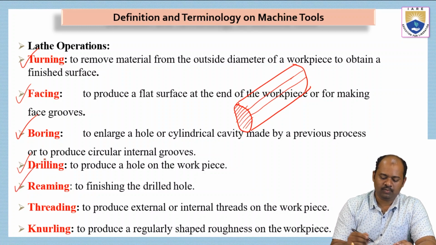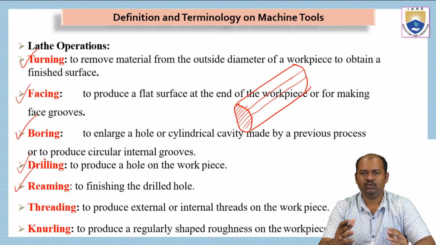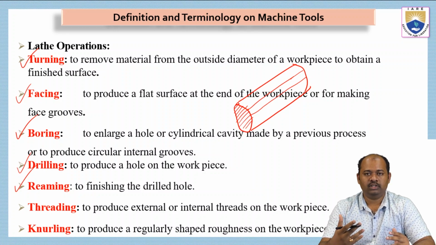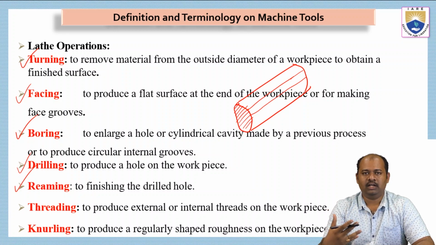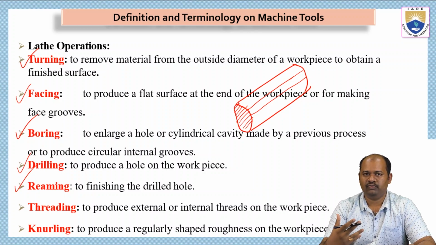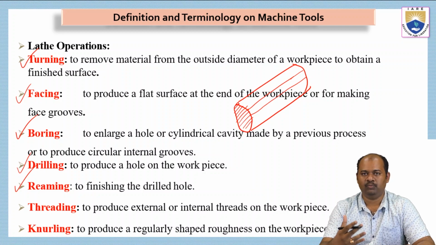And then we have the reaming operation. This is also used for finishing the holes which are produced in the drilling process. The drilling process will give you a rough finish on the surface of the hole. So in order to get a smoother finish, we have to go for the reaming process.